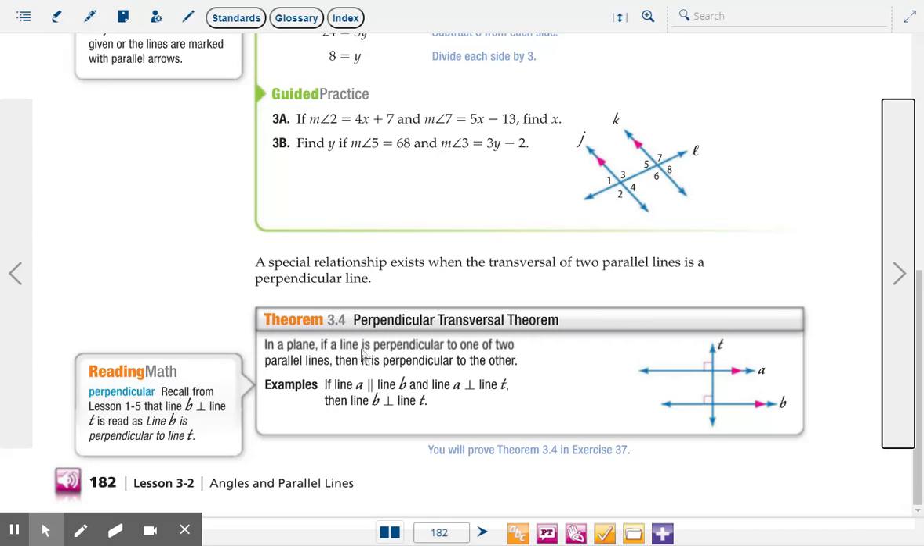In a plane, if a line is perpendicular to one of the two parallel lines, then it's going to be perpendicular to the other. And we call that the perpendicular transversal theorem. The transversal is perpendicular to one parallel line, so it's perpendicular to the other parallel line.